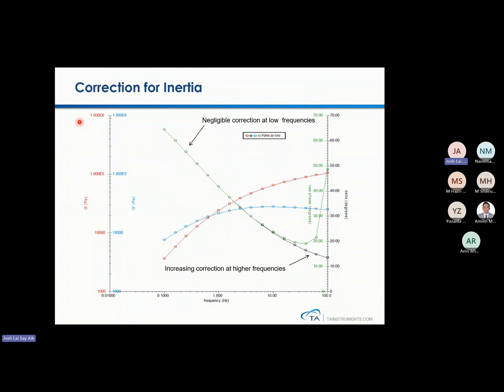So again, you can see the correction for inertia as well from here. Low frequencies, no worries, no problems. Okay, and then it goes up, but not as high. It's still valid. You can still use it because we have the inertial corrections right here.